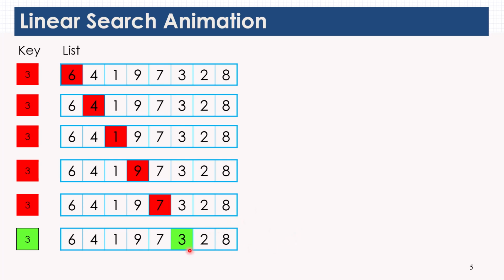The return value is the place where we found a 3. And in fact, it is its index. It returns 5 as the index of the key, where exactly it was found in the list.